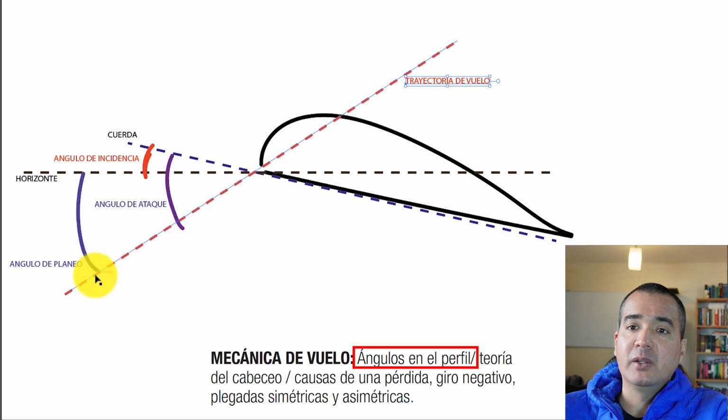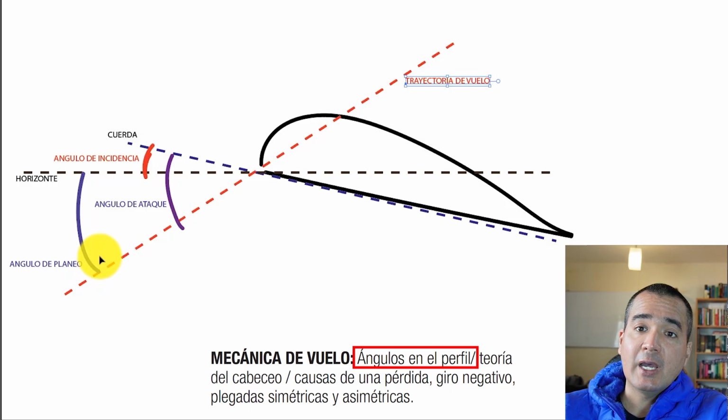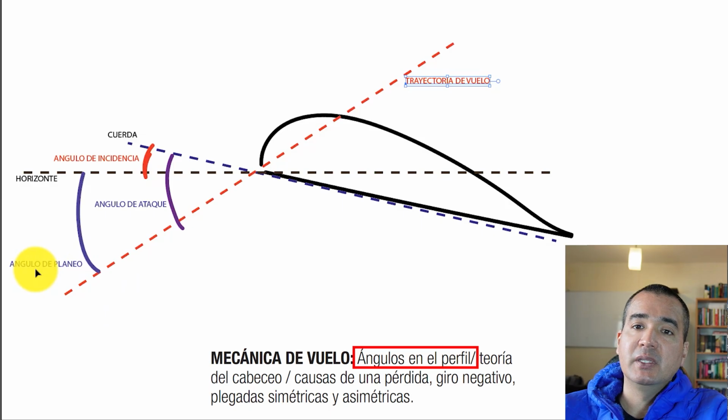And finally, the glide angle is modified when we use the brakes, also when we accelerate, and additionally when the intensity or strength of the wind decreases or increases. So the glide angle is the one that fluctuates the most in real flight, because it depends on how much we brake, how much we accelerate, and how much headwind or tailwind we have.